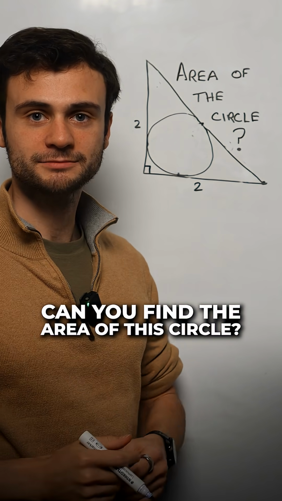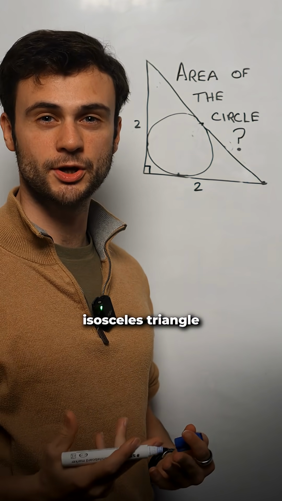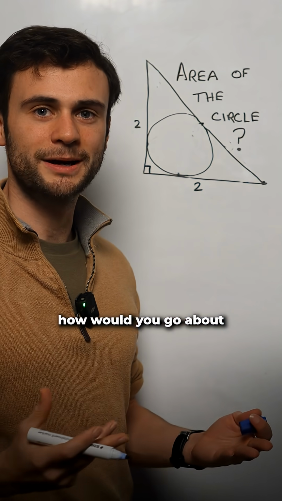How do we find the area of the circle? So this circle is inside of a right-angled isosceles triangle. The side lengths of the right-angled isosceles triangle are 2 and 2. How would you go about starting this problem?